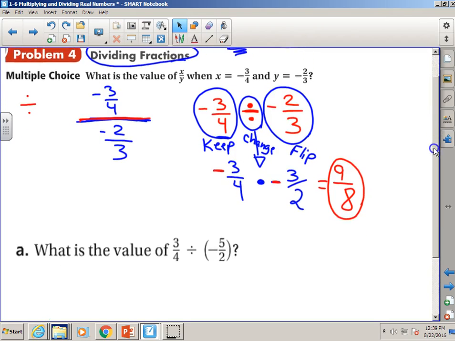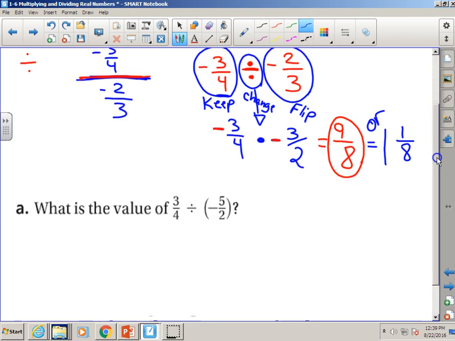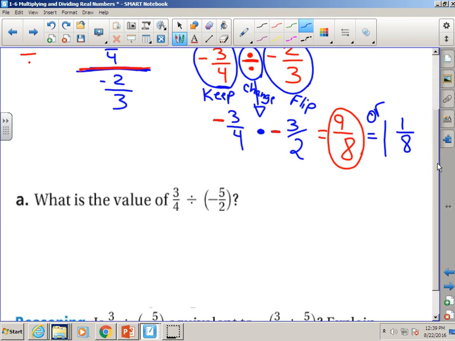Okay? And you simplify it right now. It's an improper. This could also be changed to a mixed number. 8 fits into 9 one time with 1 left over, and 8 would still be your denominator. So 9/8 is fine, and 1 1/8 is the same. Either way is fine. Make sure you know how to flip between them. All right, let's do A, and then we should finish up with this video.